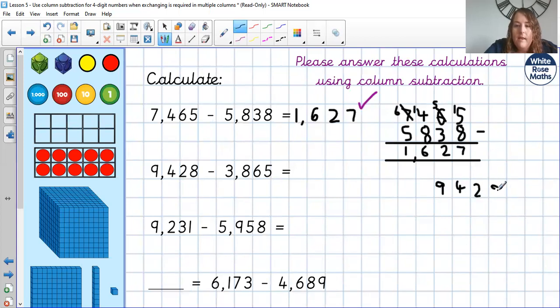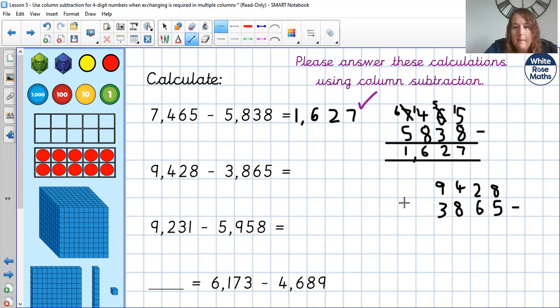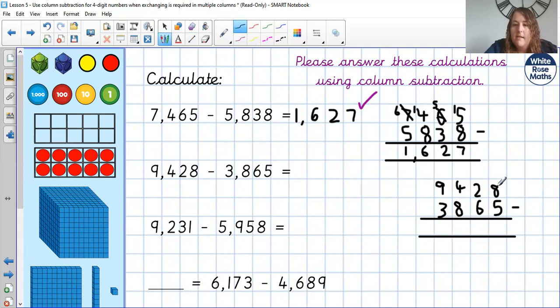9,428. And we're going to be subtracting 3,865. Okay, again, 1 number per box, making sure we're lining those up as neatly as we can, ruler lines for our equals, and then we start in the ones column. So 8 take away 5, 5, 6, 7, 8 leaves me with 3. No exchanging required there yet.